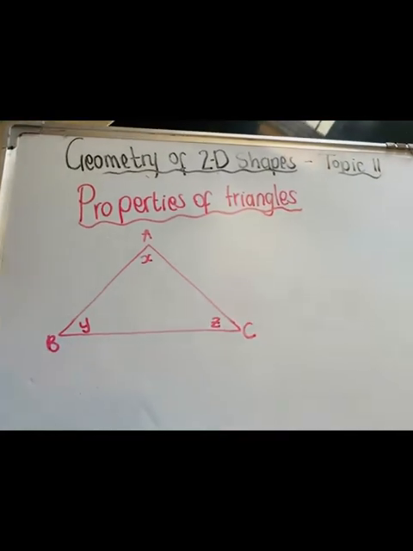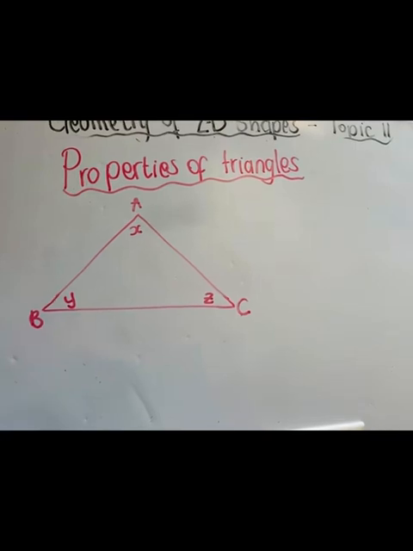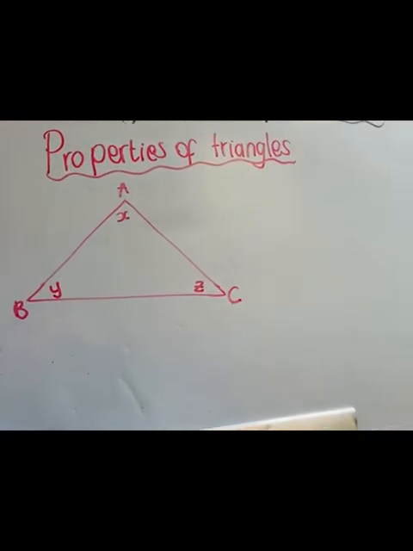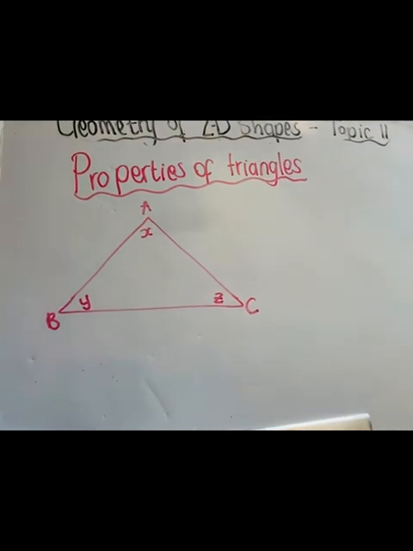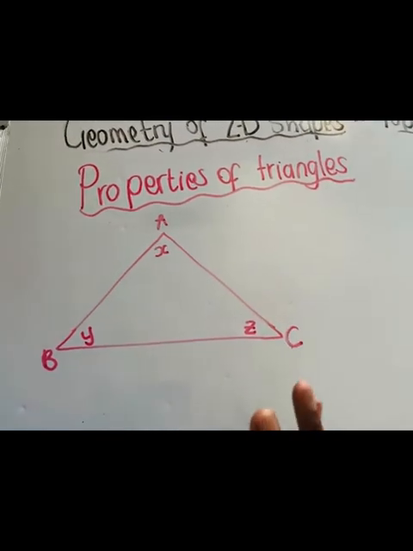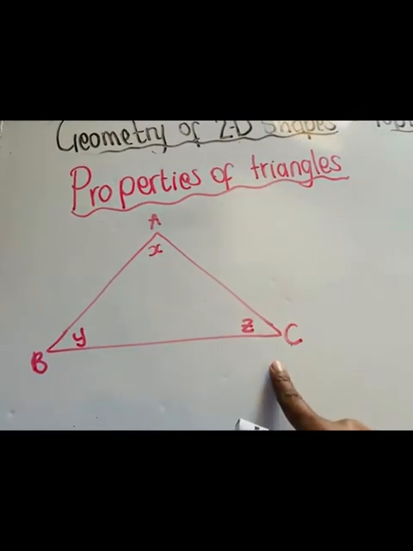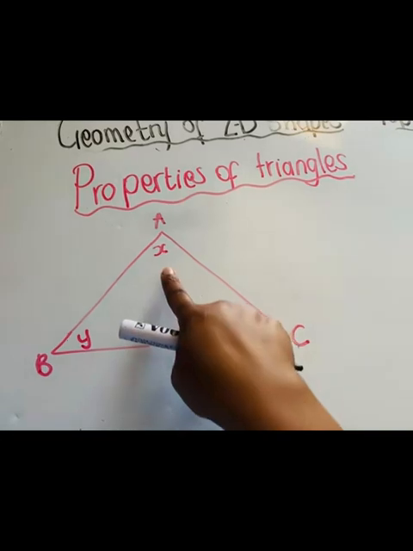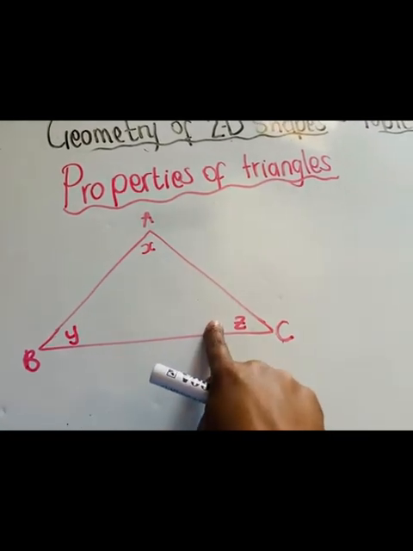Right, so let's talk about the properties of triangles. Now, this theorem that I'm going to talk about is very, very important and you need to know it. Right, so here we have a triangle. The triangle is ABC and it has angles, angle X, angle Y, and angle Z.